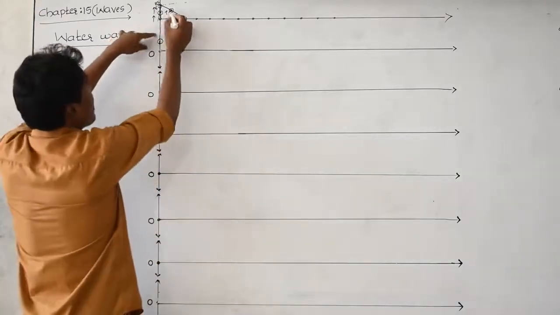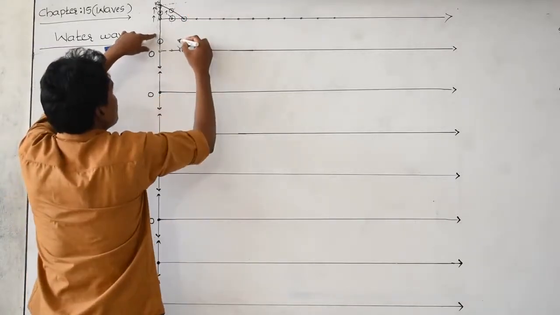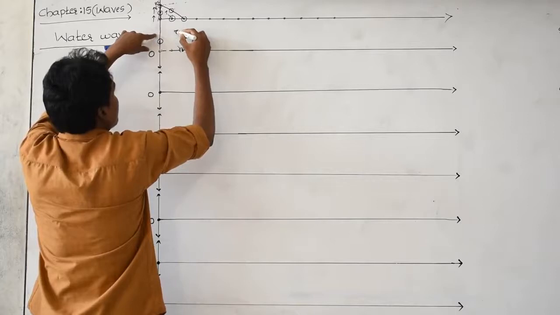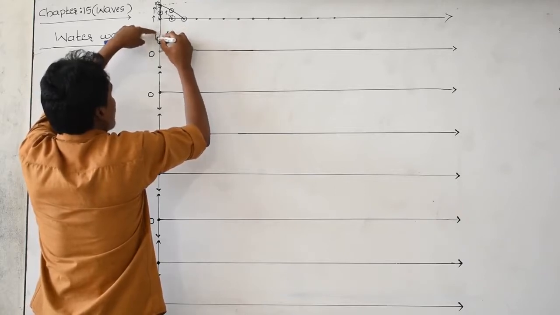And what about the second particle? The second particle is moving from this point to this point. I am showing it here, this point to this point. It means the second particle, which was moving up, is now coming down.